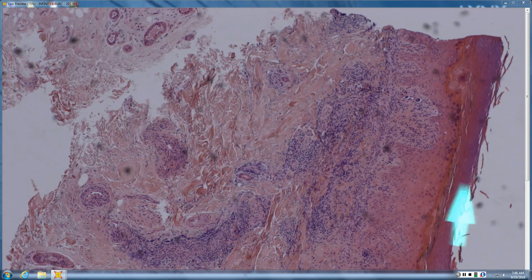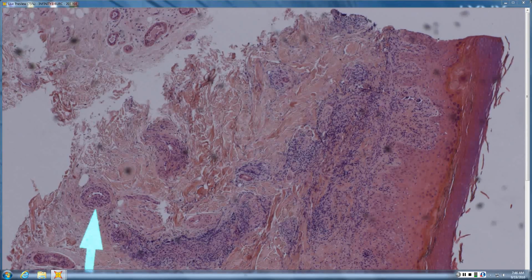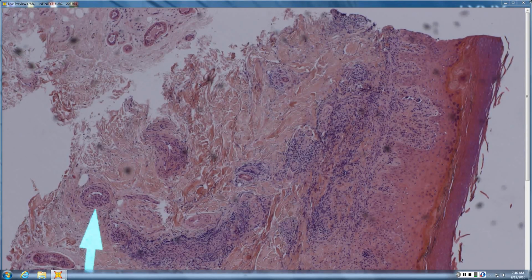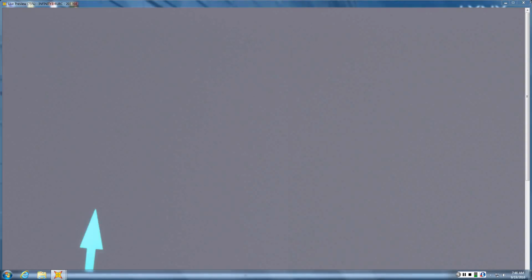One of the hints to where you are: you've got the thick corneum, and you also have a little glomus body right there. Not a glomus tumor, but a normal physiologic glomus body, which puts you on the side of the digit. So, well done.